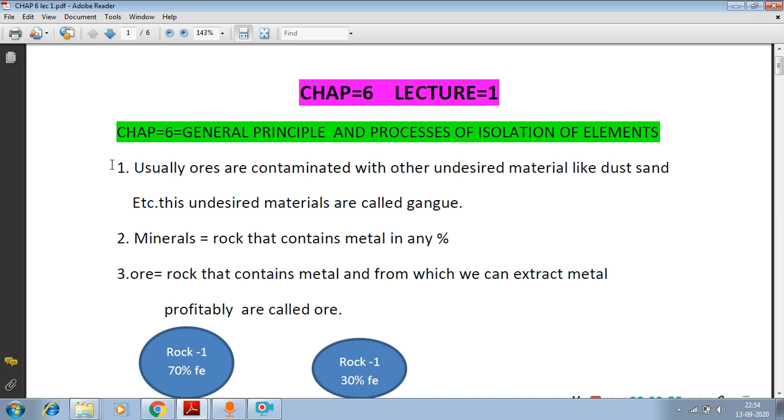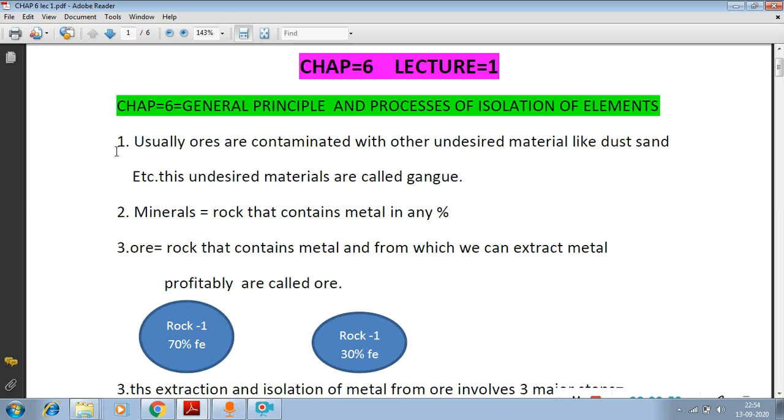So I am going to start this chapter with 3 definitions, and these definitions are not given in your book. So the first definition is for gangue, then minerals, and then ore. So first, what is gangue? Now gangue is, usually ores are contaminated with other undesired material like dust, sand, etc. These undesired materials are called gangue.